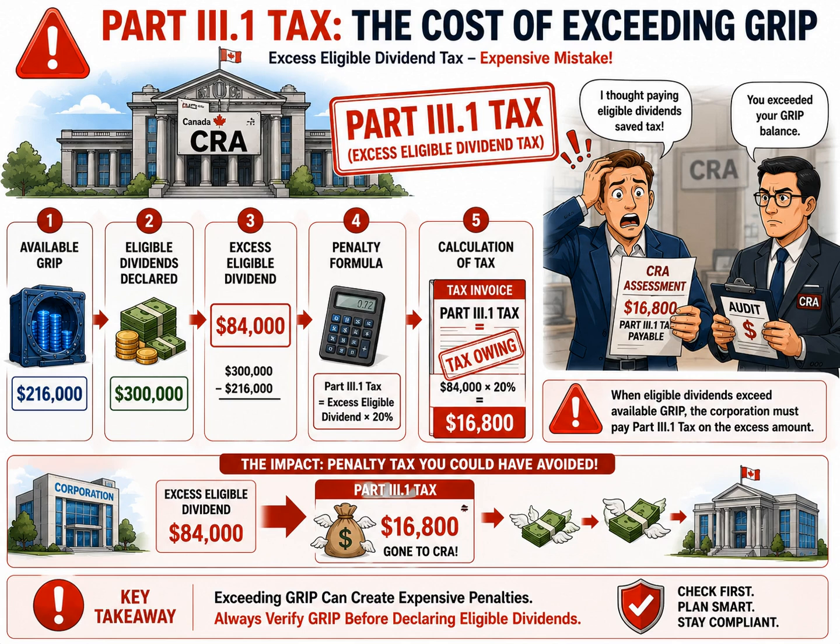The key takeaway is simple. Exceeding GRIP can create significant penalties. In our example, an $84,000 excess dividend created a $16,800 tax bill. Always verify GRIP before declaring eligible dividends. A few minutes of planning can save thousands of dollars in unnecessary tax.